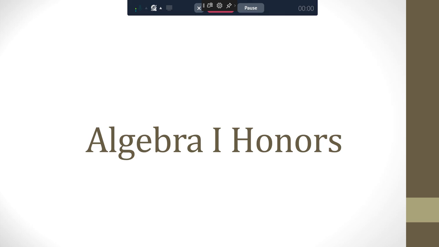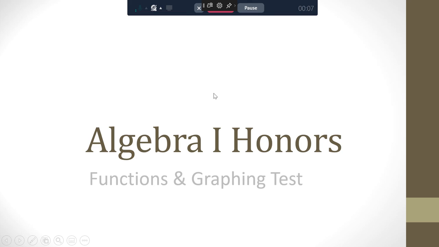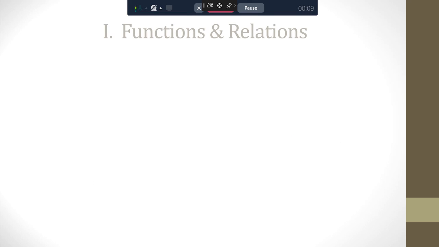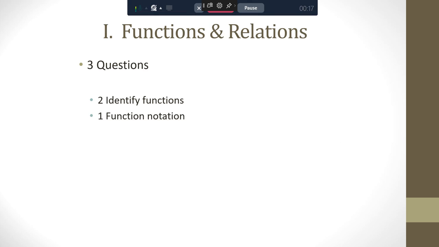This is our review for the functions and graphing test. We are going to have 3 questions that are on functions and relations, 2 that you're just identifying whether or not it is a function, 1 where you're having to use function notation.